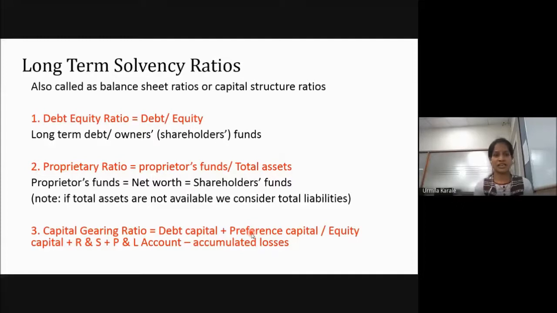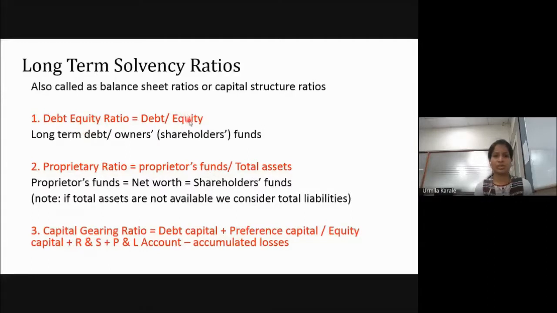So under this category, these are the ratios which come. Debt equity ratio, easy to understand. Debt we are comparing with equity. So when we say debt, means all the long-term borrowed funds we are referring to. That may be debenture capital, that may be term loan. All right.